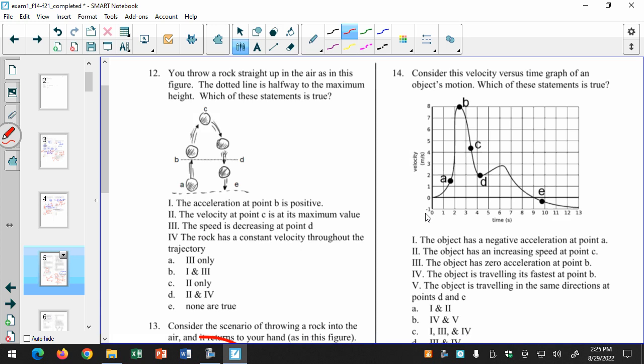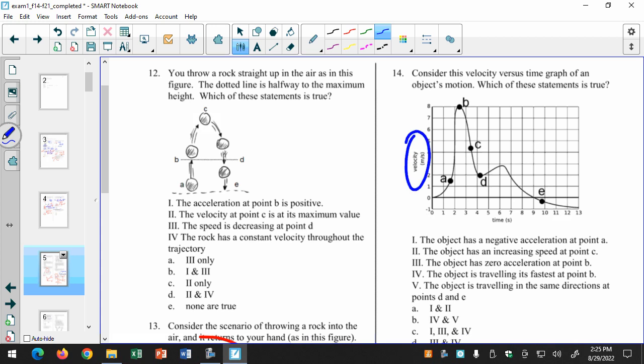I have this velocity versus time graph. I want to know which of these statements is true. The object has a negative acceleration at point A. Let's come back to that, okay? The object has an increasing speed at point C. All right, well, look, it had a 0 speed right here, and then, oh wait, no, I'm sorry. This is a velocity versus time graph. Let's go back to number 1. The object has a negative acceleration at point A. Is it speeding up or slowing down at point A? It's speeding up, right? I'm just not looking at the slope.